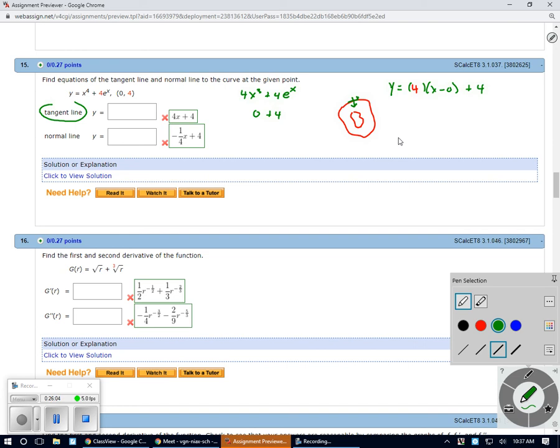The only difference between the tangent line and the normal line is that their slopes are negative reciprocals. So the normal line is perpendicular, and if you remember that from school, perpendicular lines have negative reciprocal slopes. Their product is -1. Alright, so it would be y equals negative 1/4 x minus 0 plus 4.